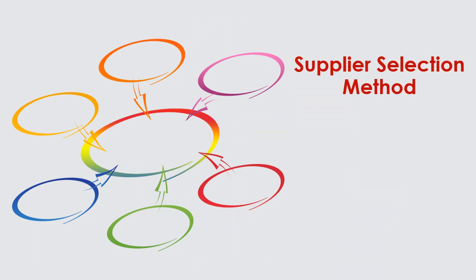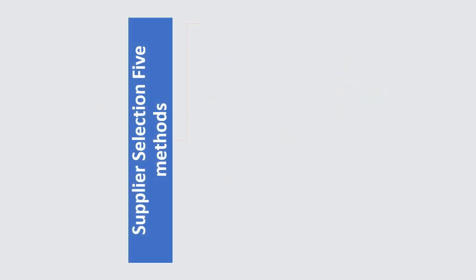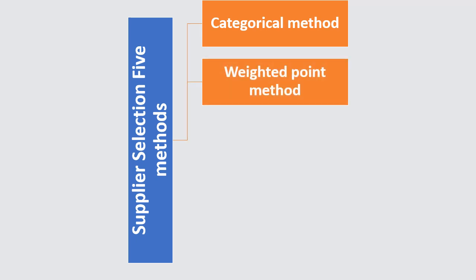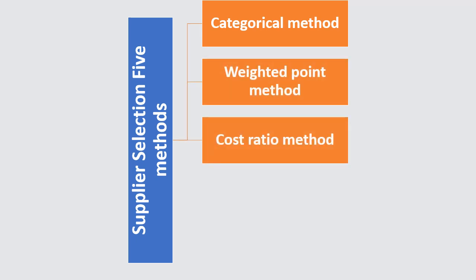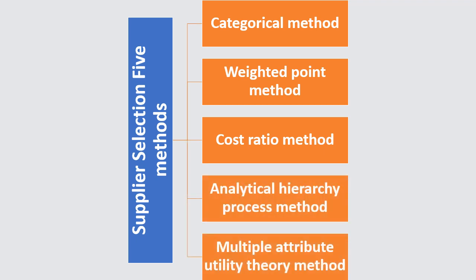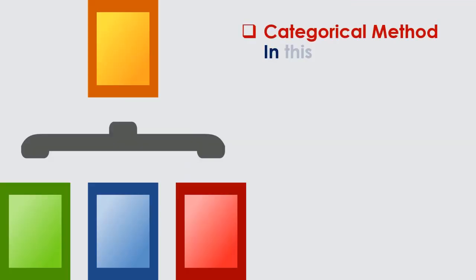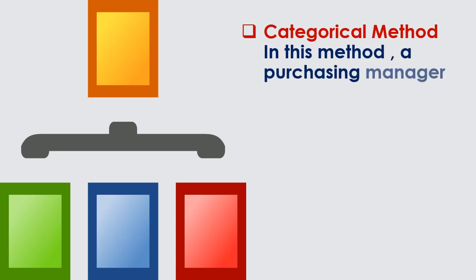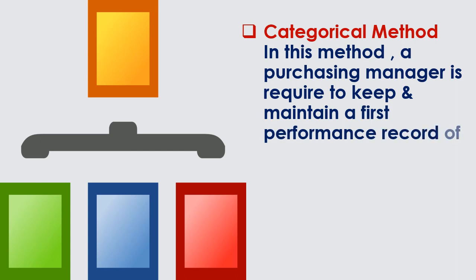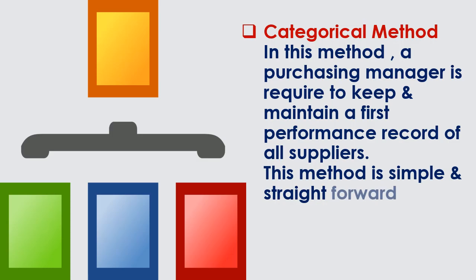Supplier selection method. The five supplier selection methods are: categorical method, weighted point method, cost ratio method, analytical hierarchy process method, multiple attribute utility theory method. Categorical method: a purchasing manager is required to keep and maintain a performance record of all suppliers. This method is simple and straightforward.